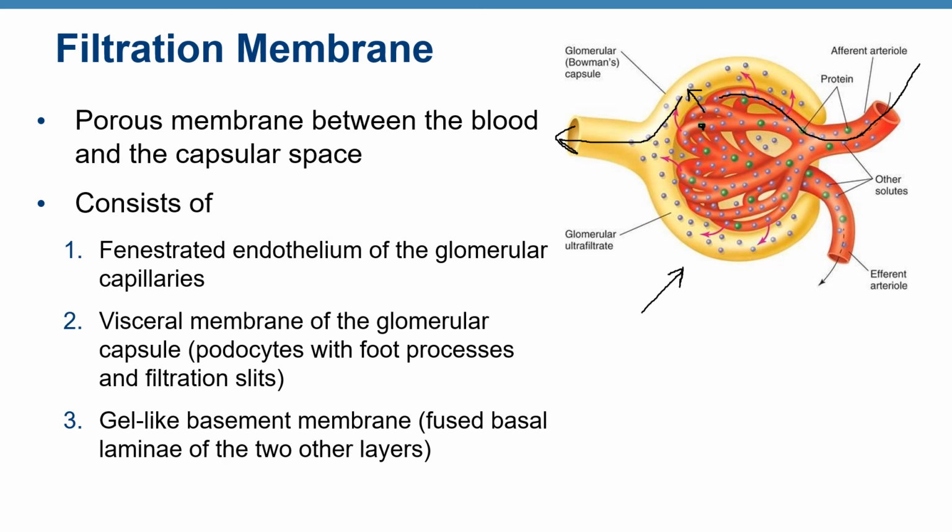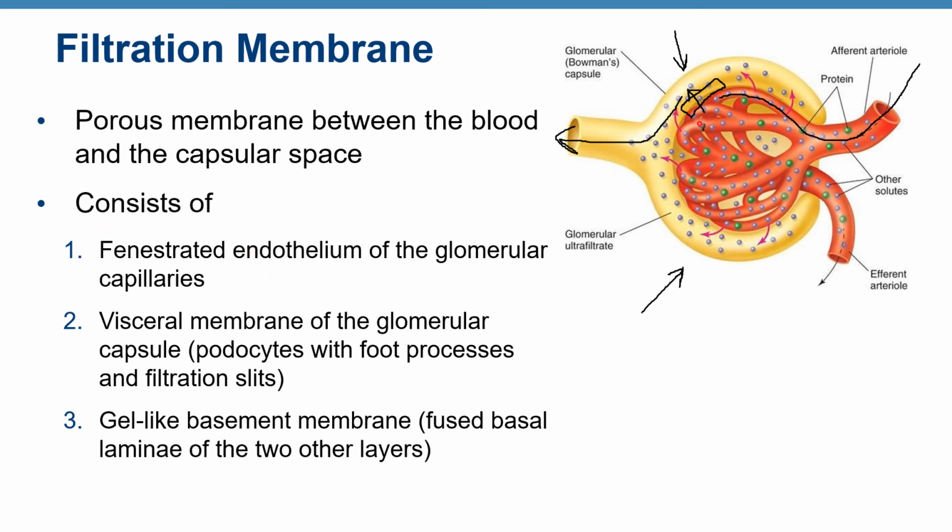So now the filtration membrane is the structure here that these molecules need to pass through, because filtration happens in this capsule, right? And for substances to go from the plasma inside the tubules, there are some physical barriers over here, and that's a filtration membrane. So it's a porous membrane between the blood and capsular space, and it consists of the endothelium of the glomerular capillaries. I'm getting my pointer again.